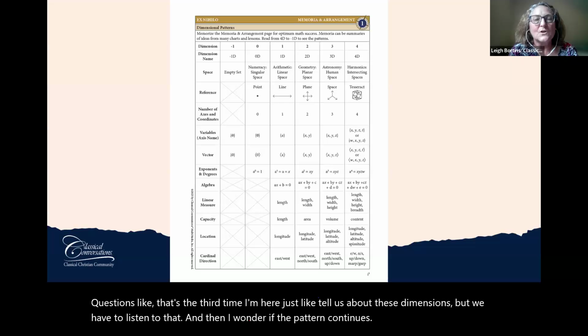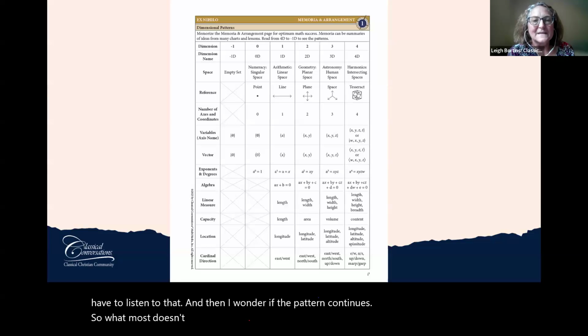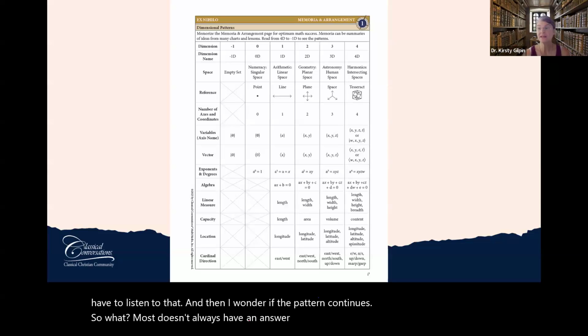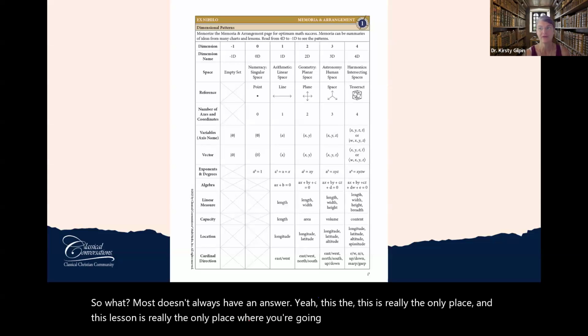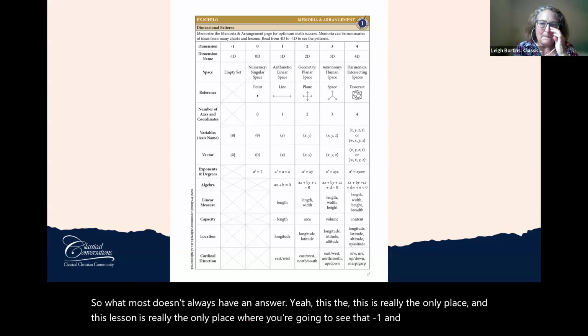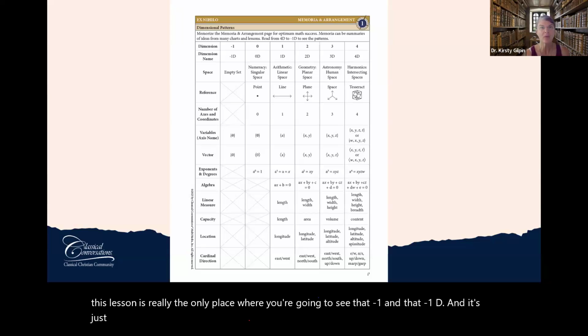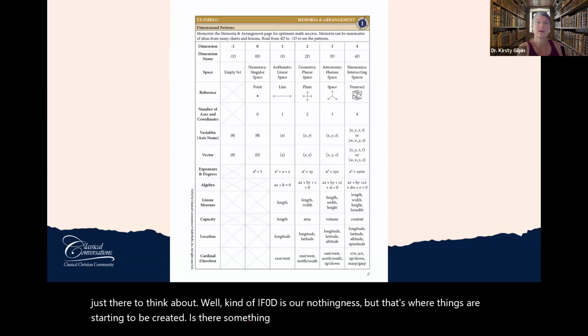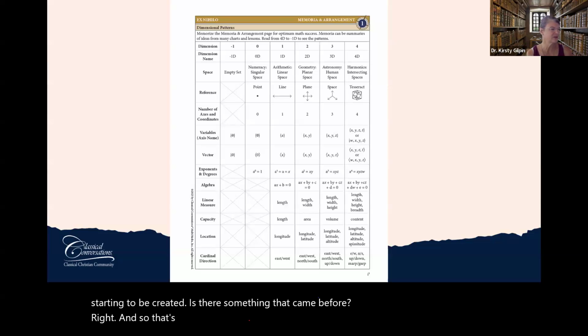See, math doesn't always have an answer. And that's the thing that's going to throw folks. This lesson is really the only place where you're going to see that negative 1 and negative 1D. It's there to make you think: if 0D is our nothingness, but that's where things are starting to be created, is there something that came before? Right. And so that's put there to help you think.